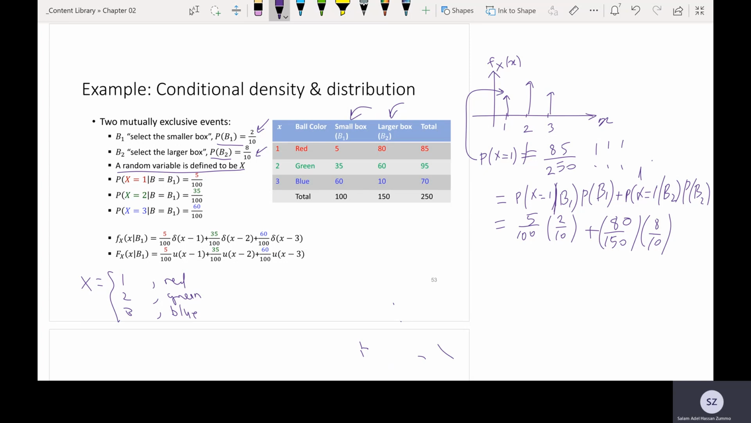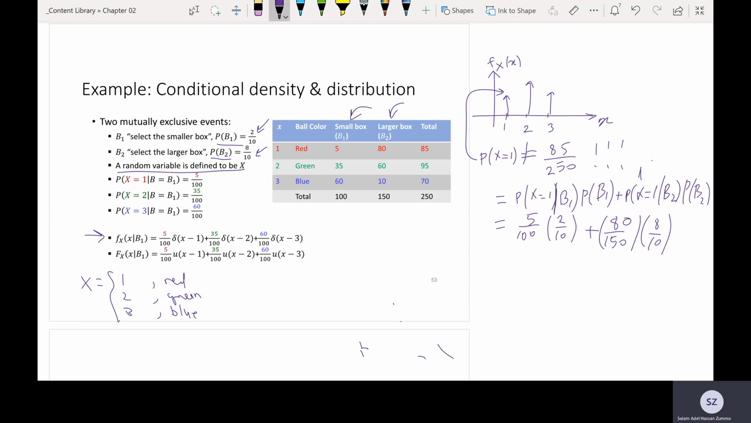We said given B1 it equals 5 over 100. X equal 2 given B1, it's 35 over 100, right? Given B1, what is the probability that x equal 3? 60 over 100. Okay.